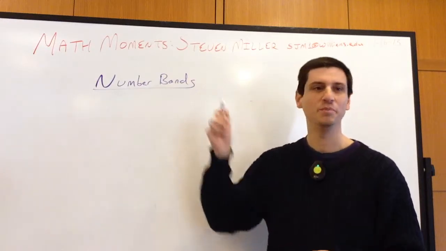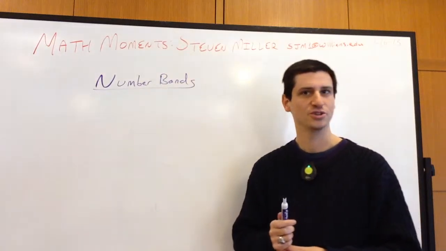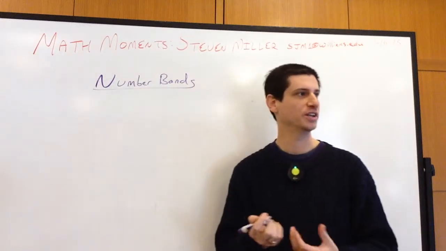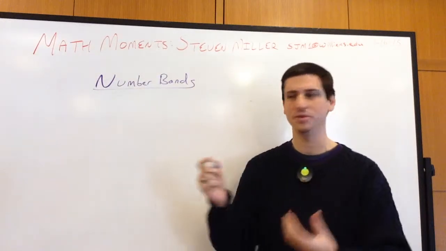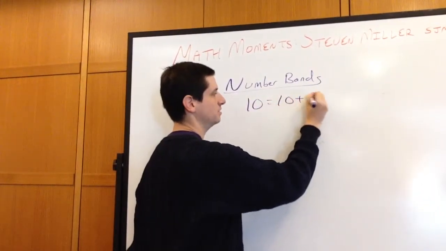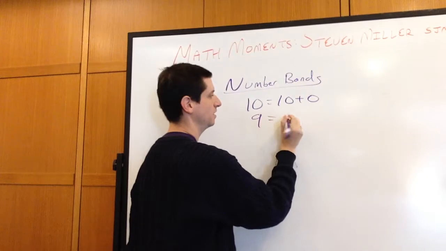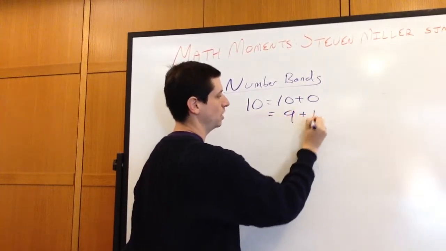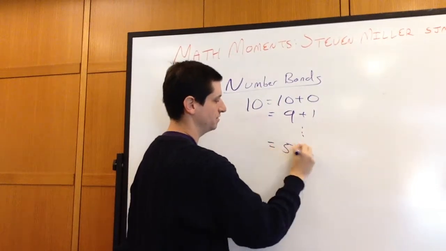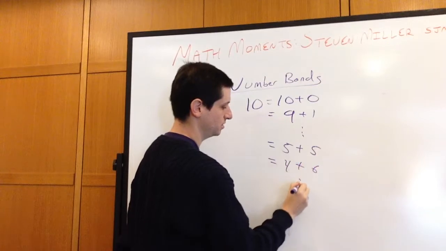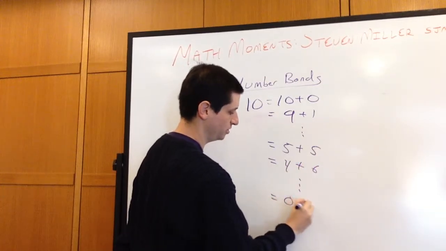How many of you have heard of number bonds? This was: how many ways can you write 10 as the sum of two non-negative integers? So, all these decompositions. We can write 10 as 10 plus 0, or as 9 plus 1. Eventually we get to 5 plus 5, then 4 plus 6, all the way down to 0 plus 10.